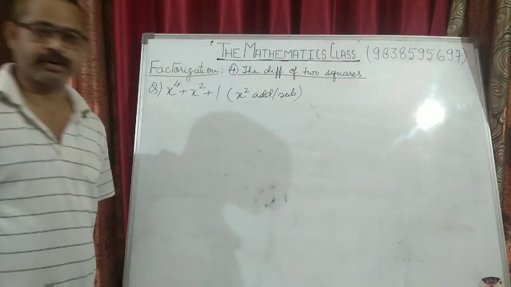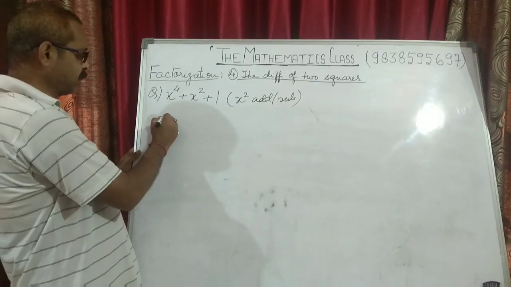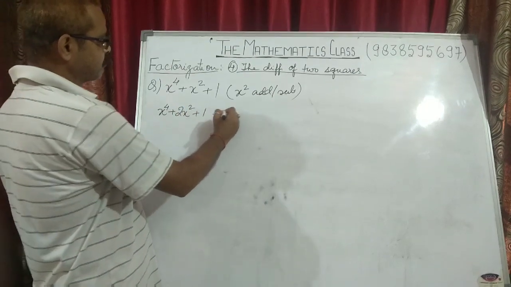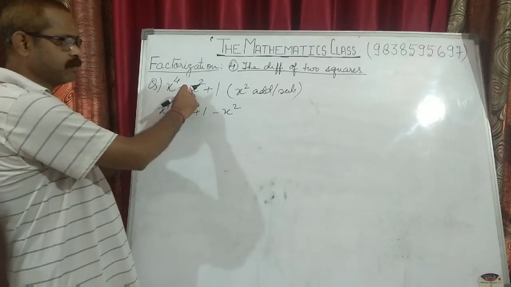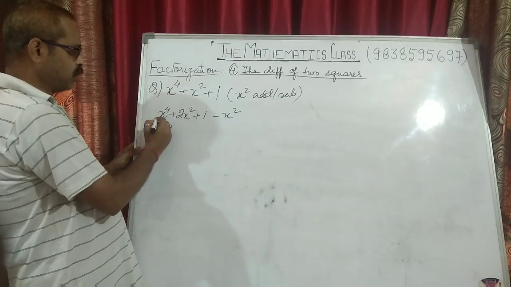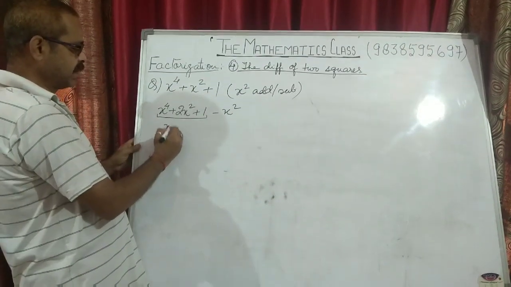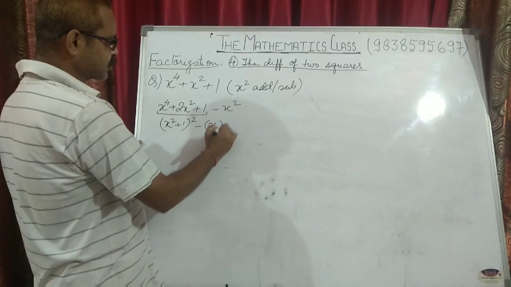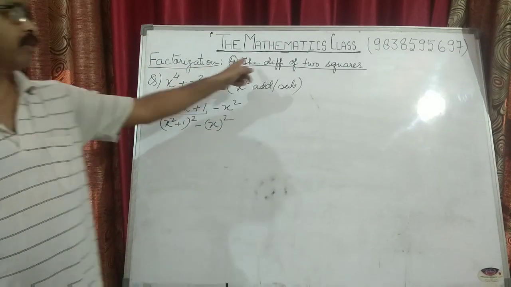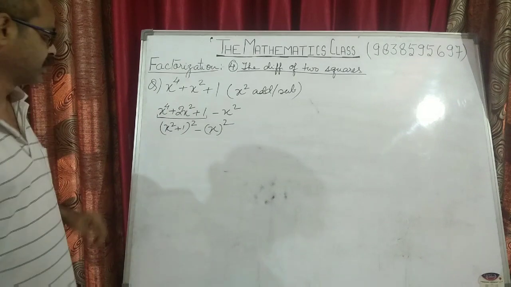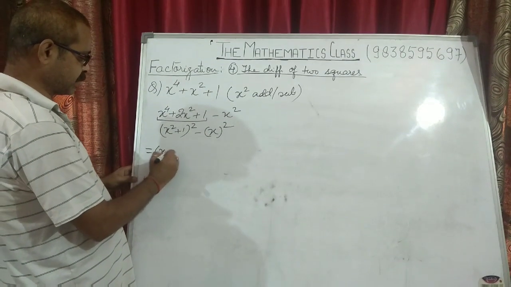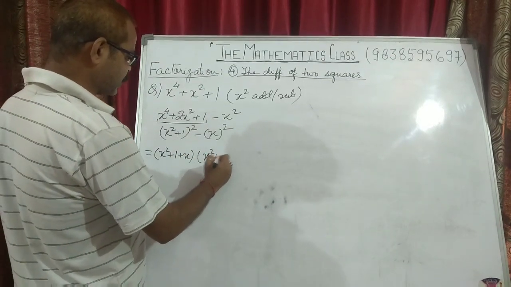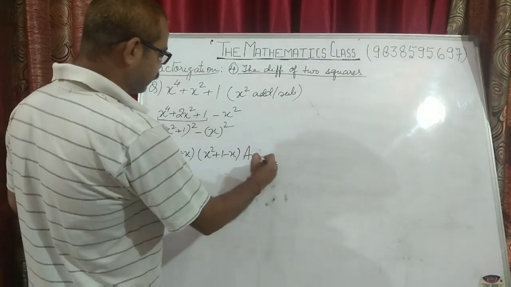In the given expression, when you add it, it will become x to the power 4 plus 2x square plus 1 minus x square. We have added 1, it became 2, and we have subtracted also. Now this total can be written as x square plus 1 whole square minus x square. Now it came in the form of a square minus b square. So it can be written as a plus b, that is x square plus 1 plus x, and x square plus 1 minus x, and that is the final value.